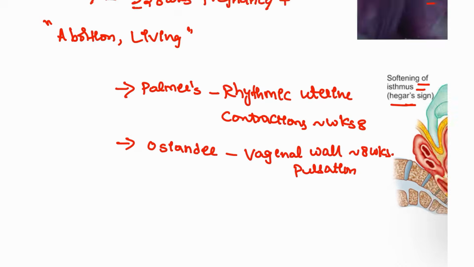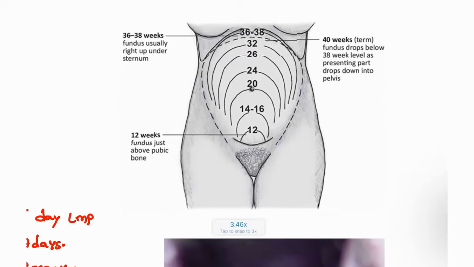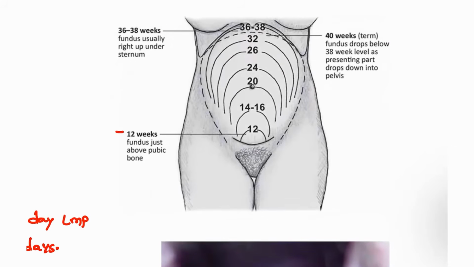Next, height of the uterus. Usually at 12 weeks, it will be above the pubic symphysis. Next, 22 weeks. If you see, this is the 22 weeks, where you are going to see exactly at the umbilicus. This picture is taken from Google, but you can trust this one. At 22 weeks, you are going to see it at the umbilicus region.